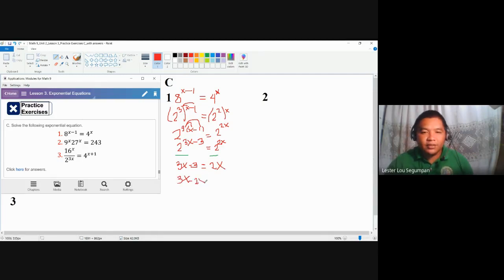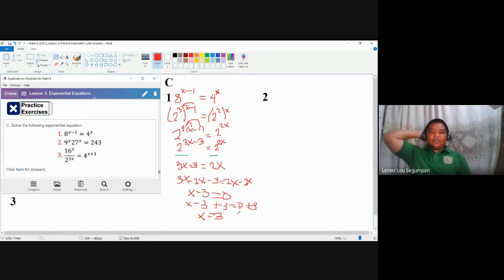3x minus 2x minus 3 is equal to 2x minus 2x. So this will become x minus 3 equals 0. Then x minus 3 plus 3 is equal to 0 plus 3. So that will be removed. So x is equal to 3.